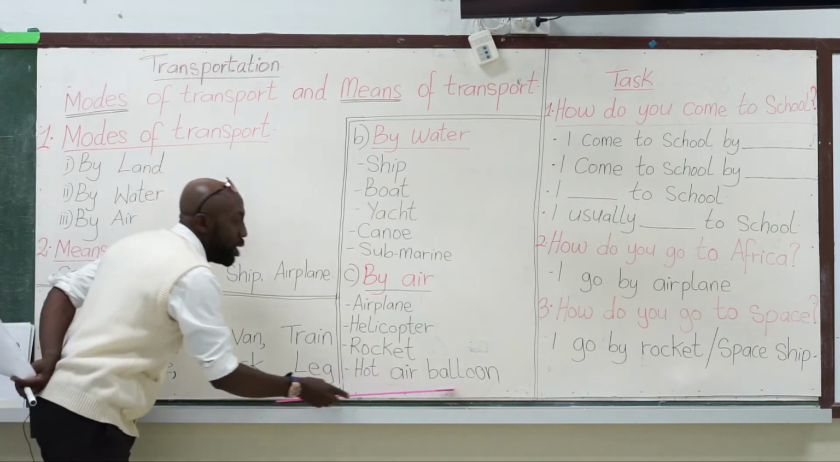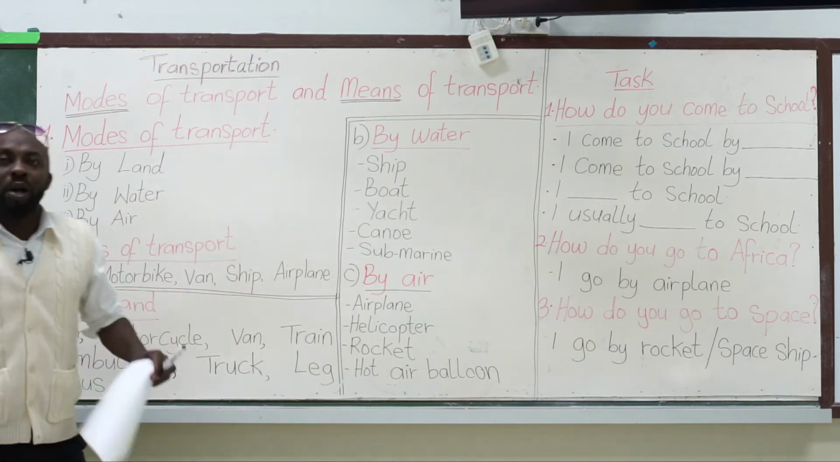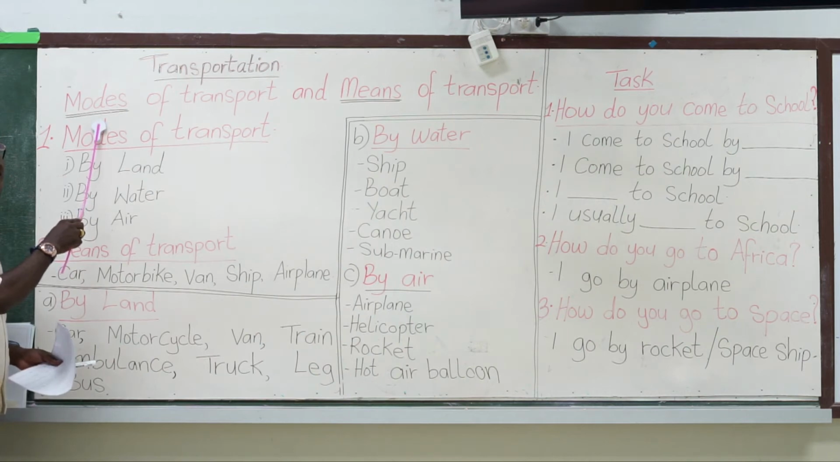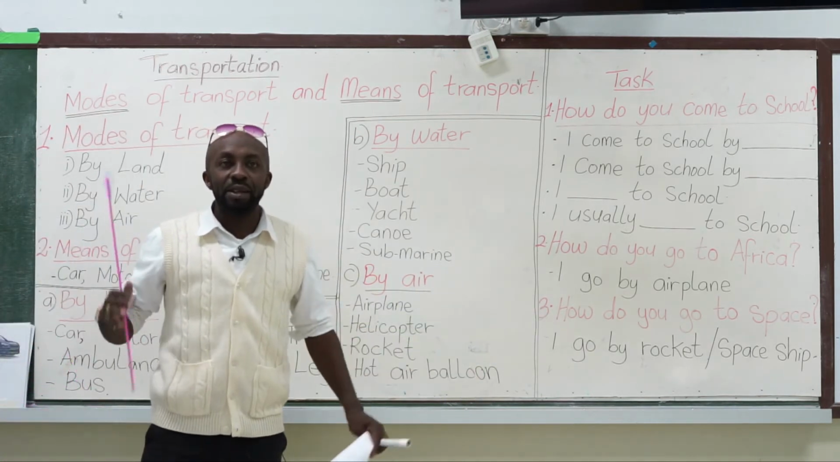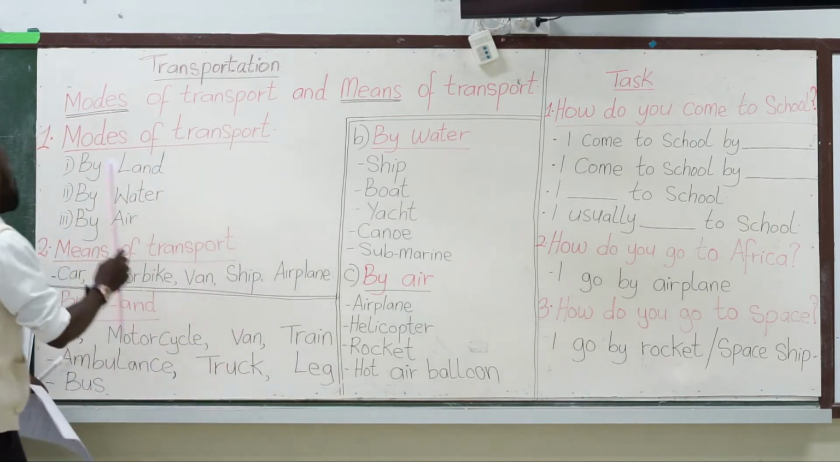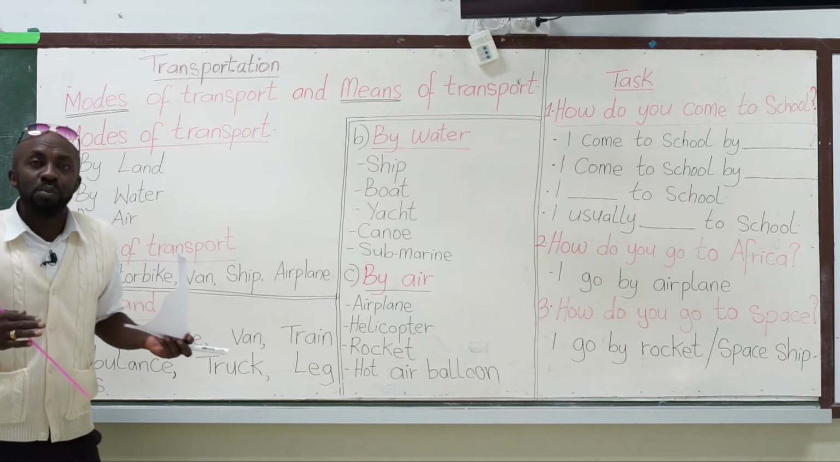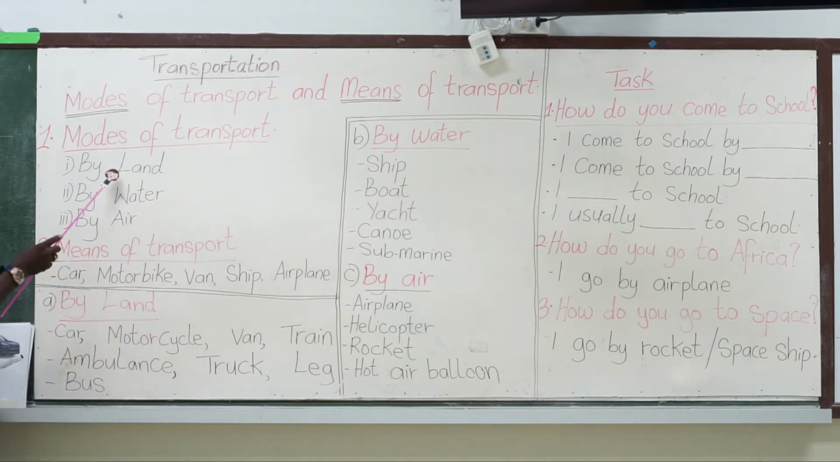Hot air balloon. Okay. Now, let's take it all over again. So you have transportation, the movement from one place to another. Okay. So you have modes of transport and means of transport. So, what are modes of transport? Modes of transport are the medium in which or on which we travel. That is, by land, water, or air. These are the three modes of transport.